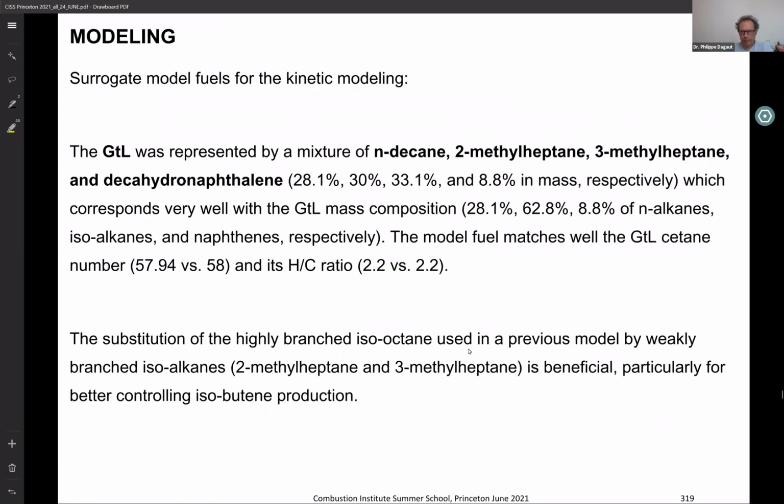So GTL is represented by this 4-component mixture: normal decane, 2-methylheptane, 3-methylheptane, and decahydronaphthalene, or decalin. So we didn't use isooctane. We prefer to use those which are less branched and closer to what we can find in this type of fuels.